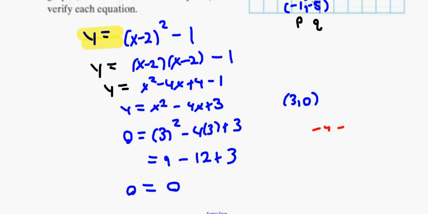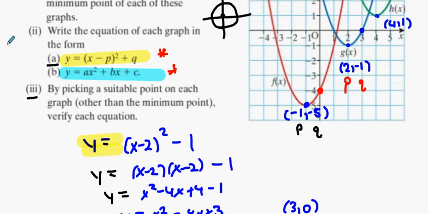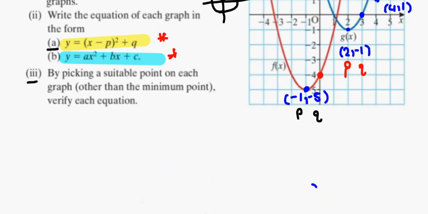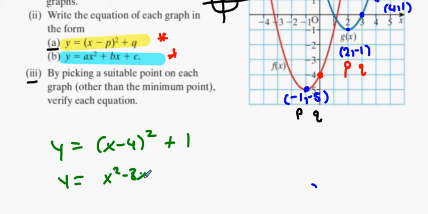Finally, the last one is very easy as well. What's a 4, 1, is it? 4, 1. Do this in green. y equals x minus 4 squared plus q, which is plus 1. Good. Then what we're going to get next? y equals x squared minus 8x plus 16 plus 1. y equals x squared minus 8x plus 17.